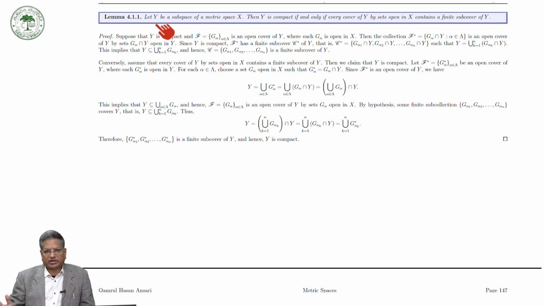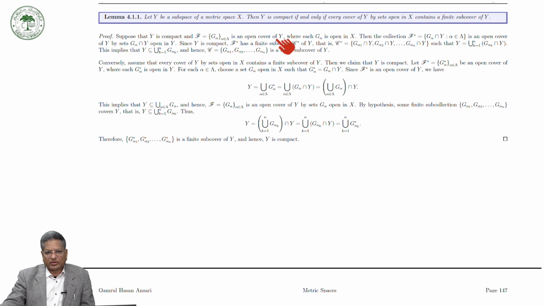So both ways are correct. Okay, so let us prove this one. It's a very important result. Suppose that Y is compact and F = {G_α : α ∈ Λ} is an open cover of Y.